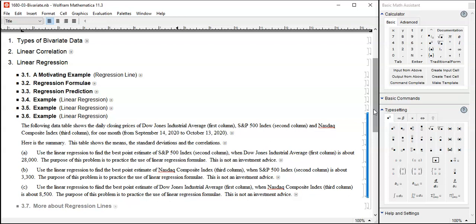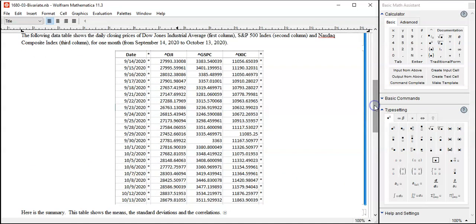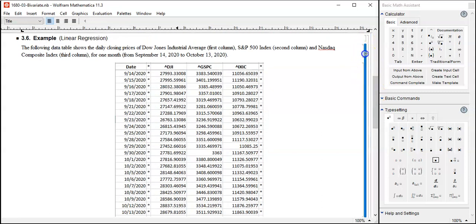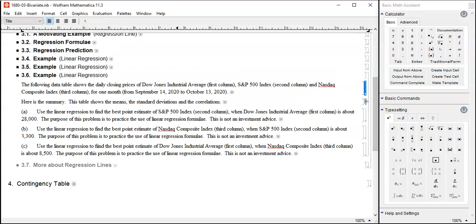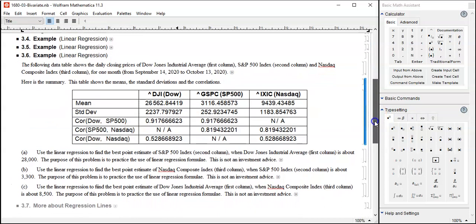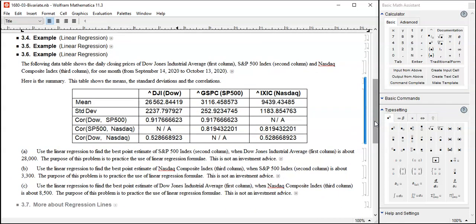The following data table shows the daily closing prices of Dow Jones Industrial Average, S&P 500 Index, and Nasdaq Composite Index for 1 month. And here's the data set. That's not really important for our purpose. Here's a summary version, and that's all we need: the means, standard deviations, and the correlations.